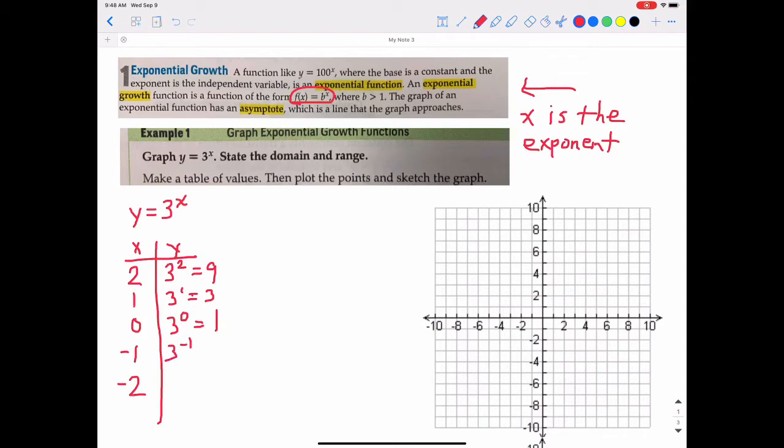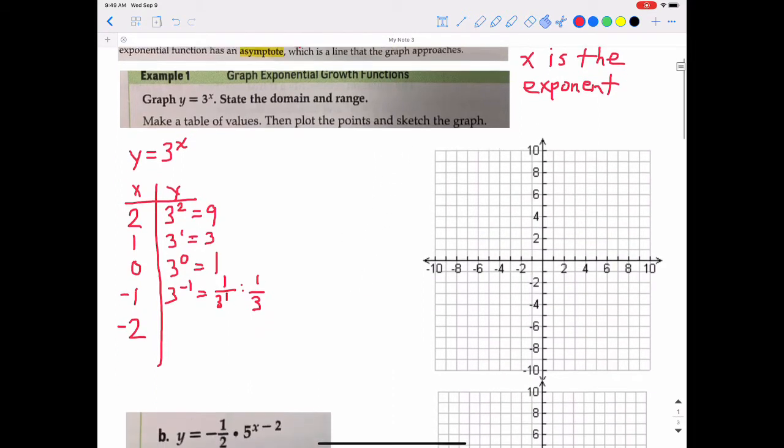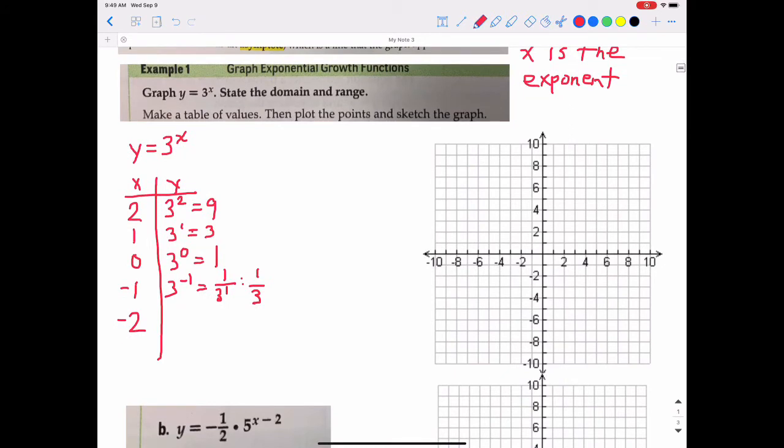What does a negative exponent mean? Negative exponents are the reciprocal. So 3 to the negative 1 power actually means 1 over 3 to the positive 1 power, and that equals 1/3. And then, let me roll up a little bit here, give myself some more room. 3 to the negative 2 power would equal 1 over 3 to the positive 2 power, which equals 1/9.